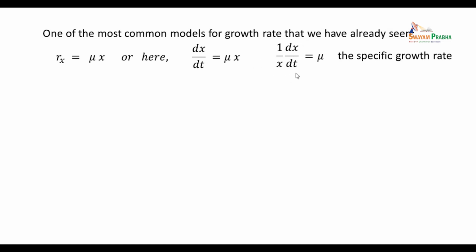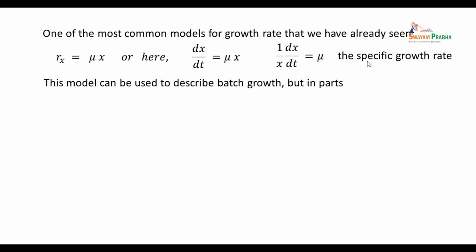It becomes easier to see the meaning of the term. That's the reason I have given it here. The meaning of the term is still valid, it's just easier to see it here. 1 by x dx dt has been normalized with respect to cell concentration, and therefore it is called the specific growth rate.